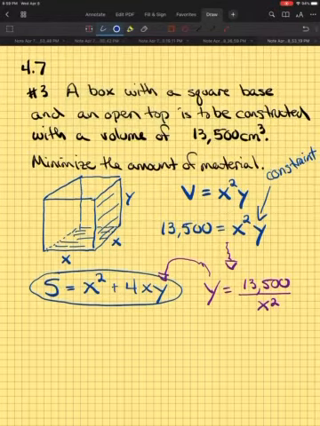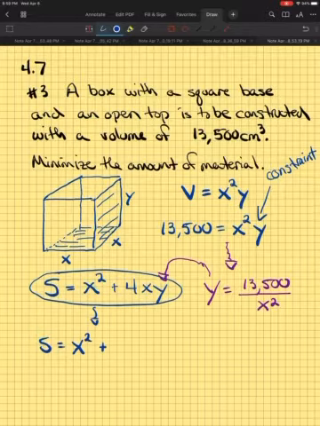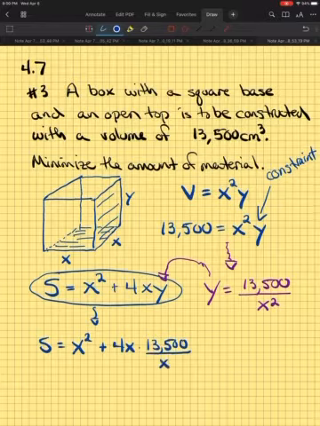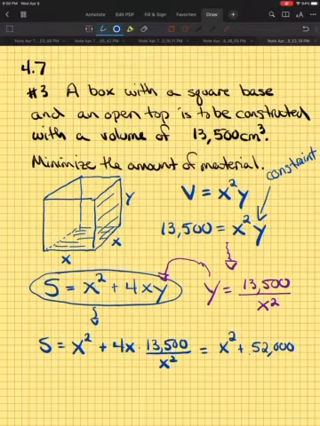Let's go back to blue. I get that S equals X squared plus 4X times 13,500 divided by X squared, which equals X squared plus, I think that's 52,000. 4 times 13,500. That's 52,000 divided by X.